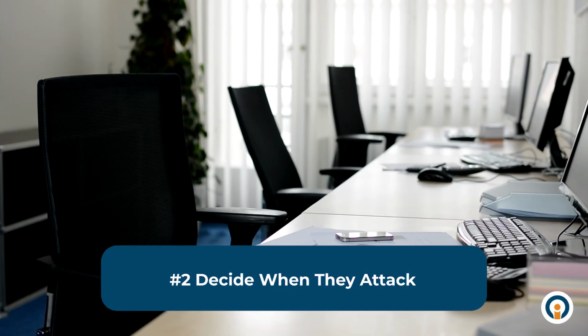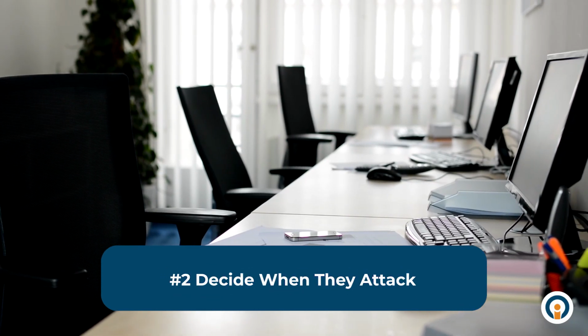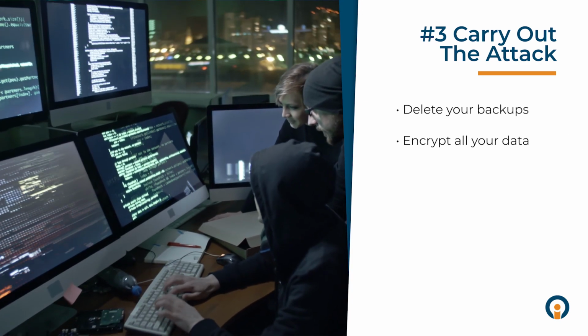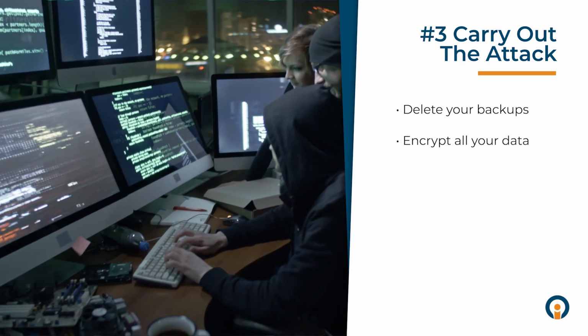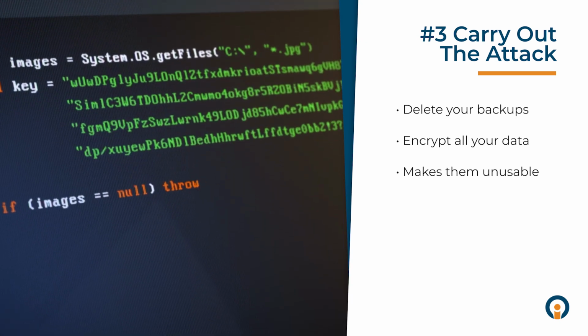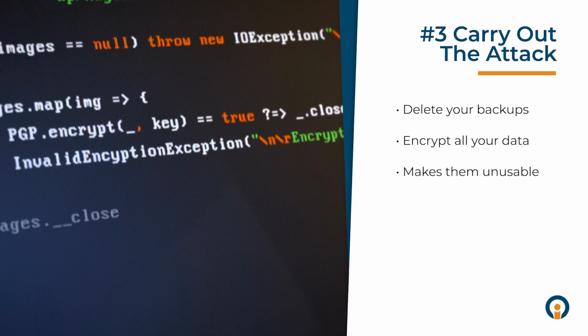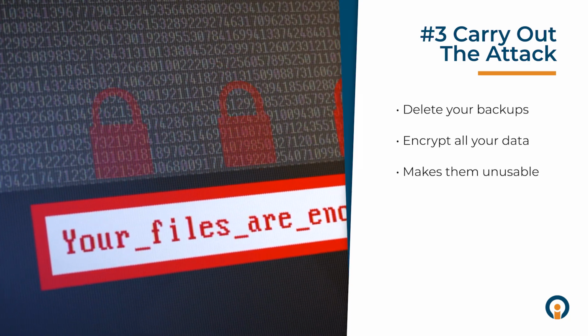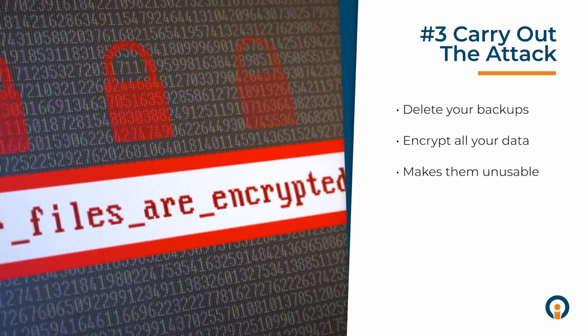They pick nighttime, they pick holidays, they pick times where less people are looking. Then they carry out their attack. They're going to delete your backups if they find them and can get to them. They're going to encrypt all of your important business data so it becomes unusable. Data was there, it was ABC123. They applied this encryption algorithm, they garble it up, and now it doesn't say ABC123. The only way to get it back to the original data, ABC123, is with the decryption key.